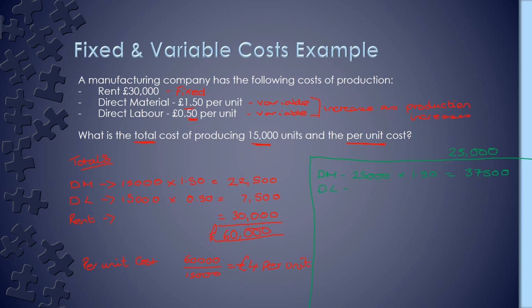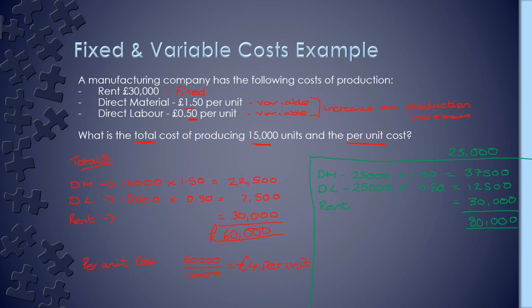You'd have your direct labour of your 25,000 units multiplied by your 50p, which gives us 12.5. You're still going to have that same rent cost because it's a fixed cost. So even though we've increased our volume, we're not going to be increasing our rent because that is a fixed cost. So when you add all of that together, you get 80,000 as a total cost.